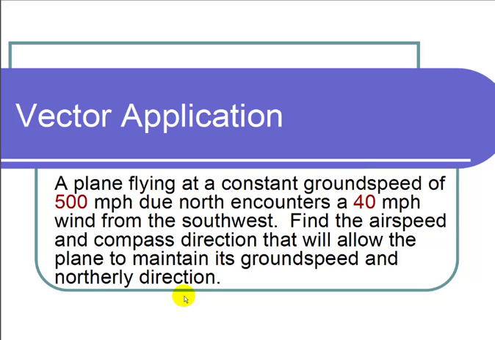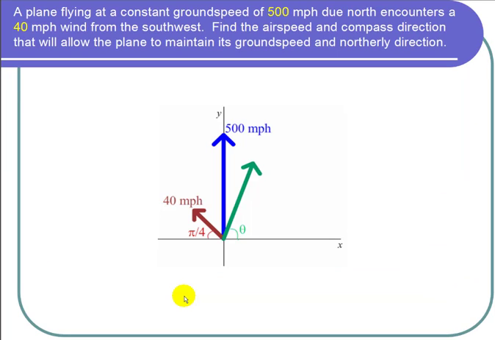So let's start by sketching a diagram that uses vectors to represent the airplane and the wind. So here's what we have. The airplane wants to fly due north at 500. So I sketch a vector that goes in the positive y direction of magnitude 500.